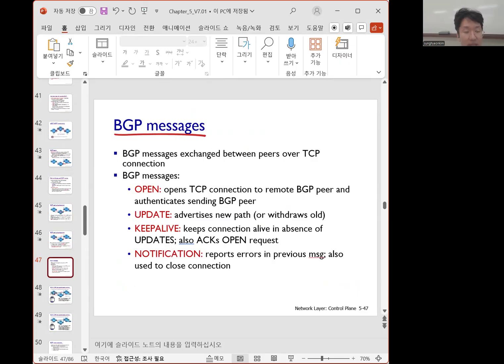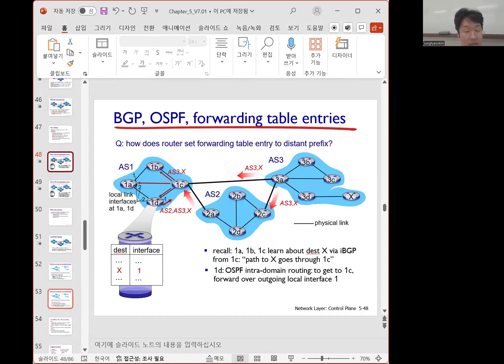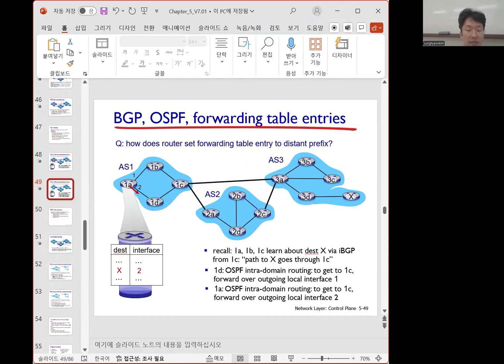BGP messages include open, update, keepalive, and notification. This is how they do forwarding. They have forwarding entries from BGP. Then they will record 1A, 1B, 1C for destination X.